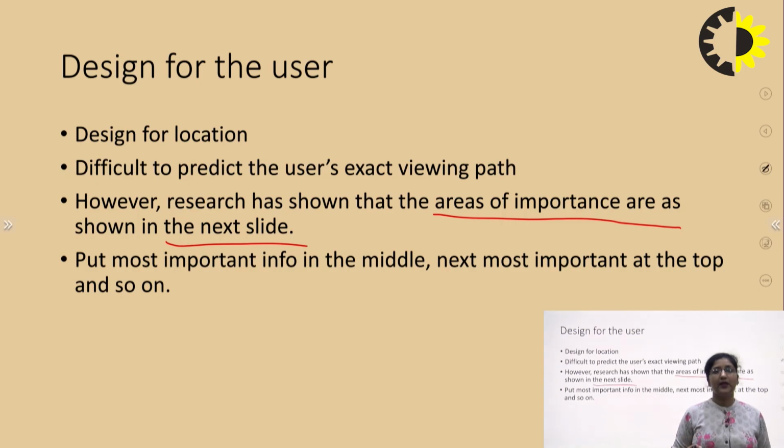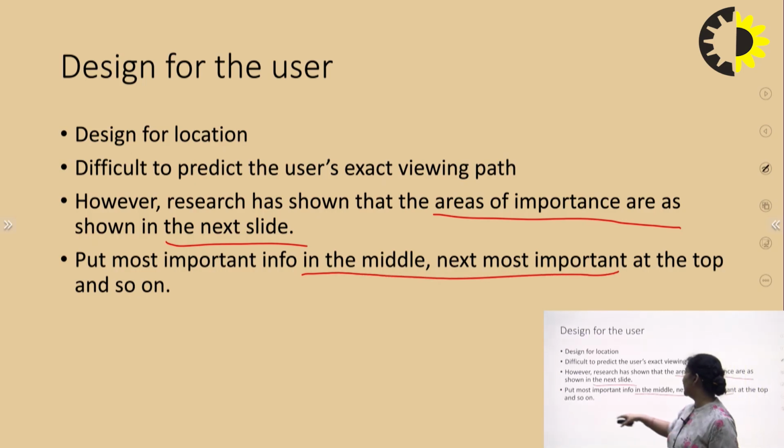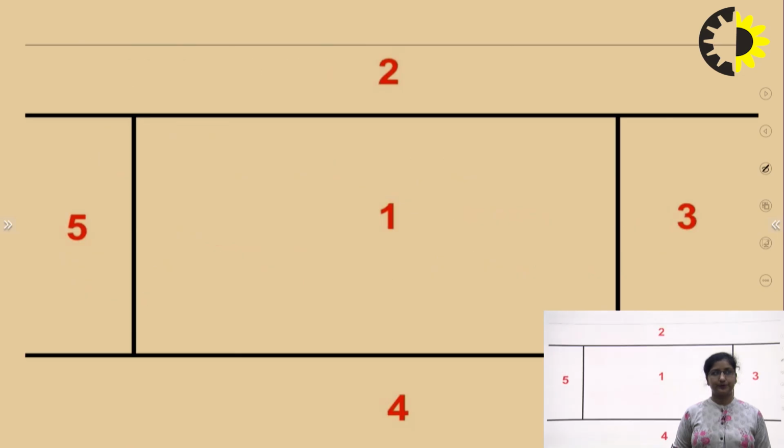The next slide shows the areas of importance, and we put the most important information at the top, then the next important, and so on. So how can the path be done? First, the important information: for more information, we can go to the next slide or use a next link. Then in the middle, we can put some more important information so that the user can traverse to it. Like here, 1, 2, 3, 4, 5, 6.